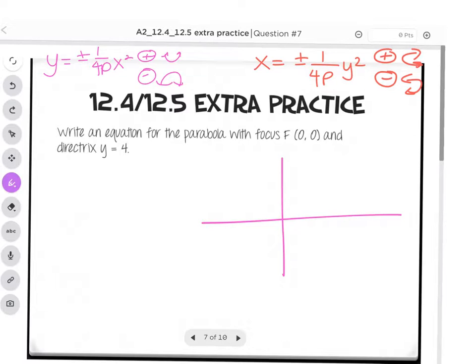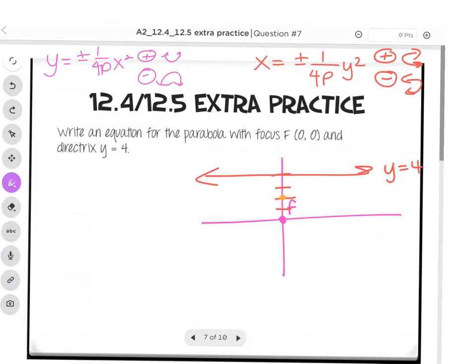So if my focus is at 0, 0, and my directrix is y equals 4, what kind of a line is a y equals? Vertical or horizontal? When does the y never change? Do the points along a vertical line, does the y change? Yes. How about a horizontal? No. So this is a horizontal line that runs through positive 4. Which tells you what kind of parabola you have? A negative one that faces downward.